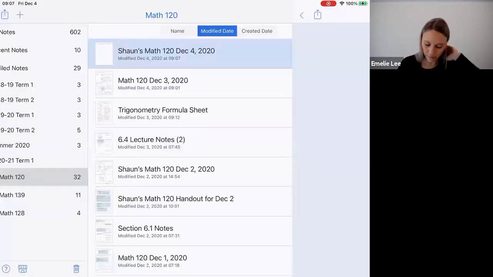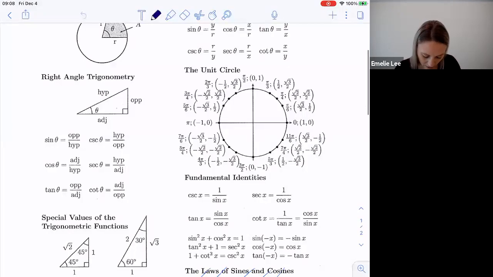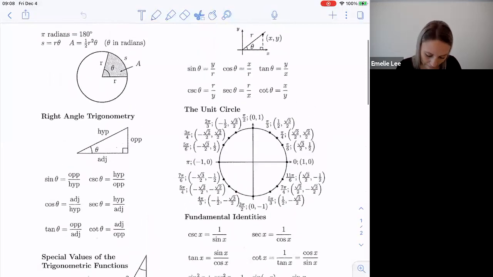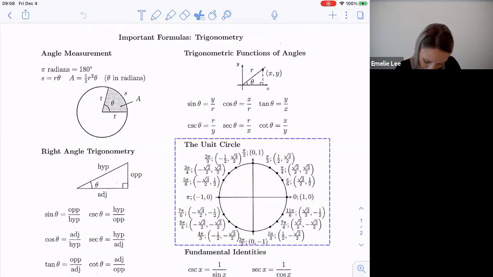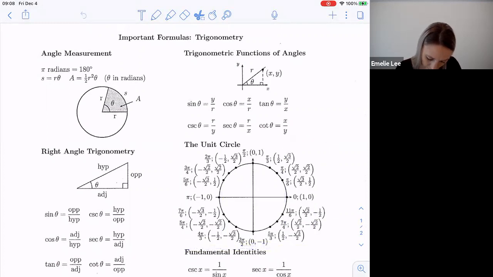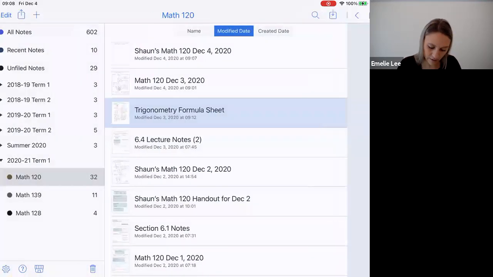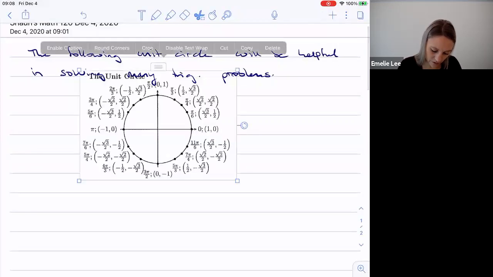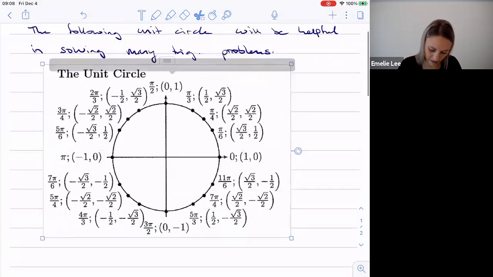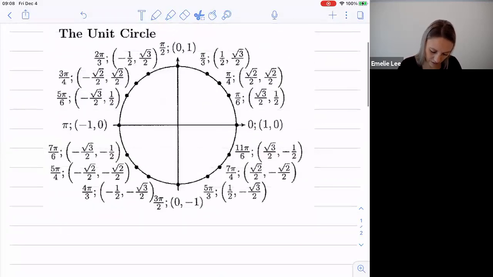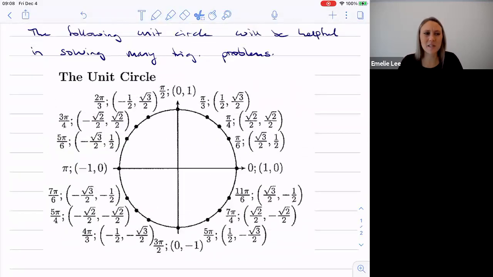Okay, so I'm going to give it to you. I'll put it in here, so it'll be in the notes for sure. And hopefully, I didn't check with Shaun to see if he was okay with me giving you this. This is something that you could develop on your own.